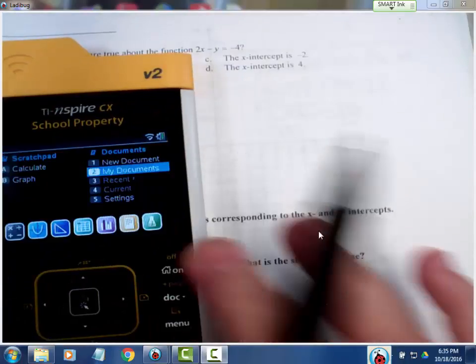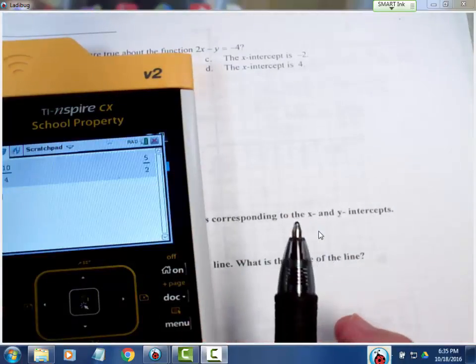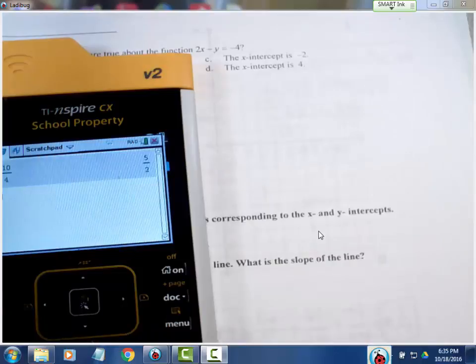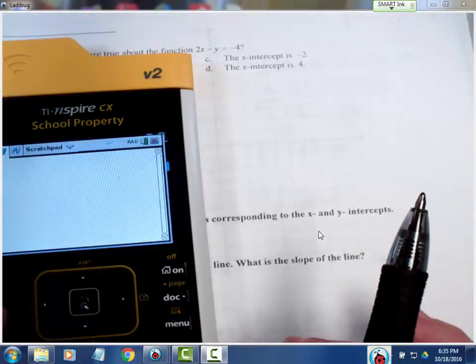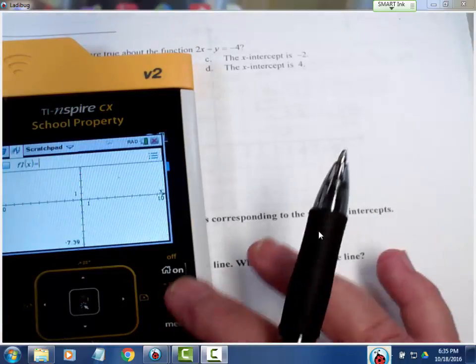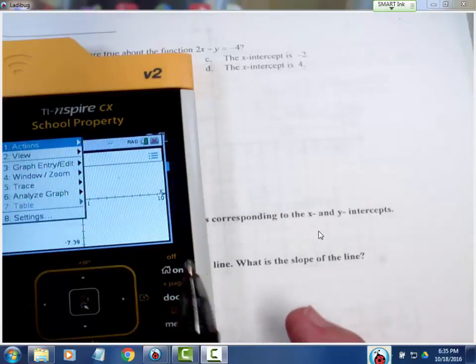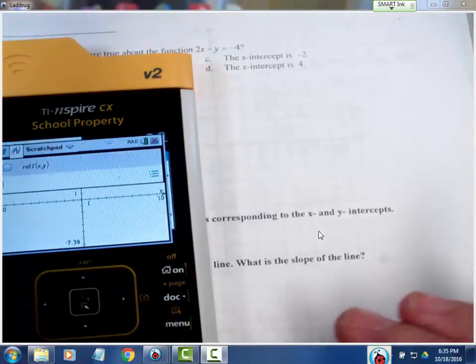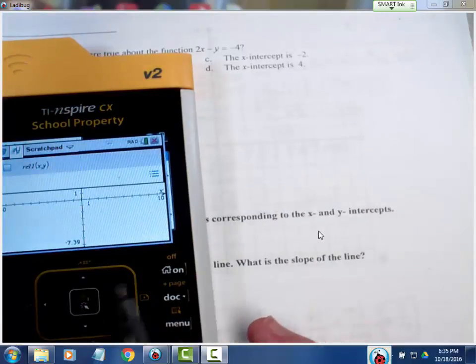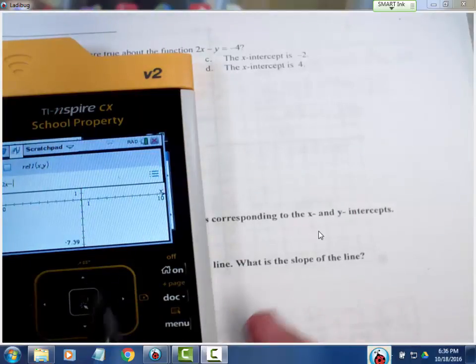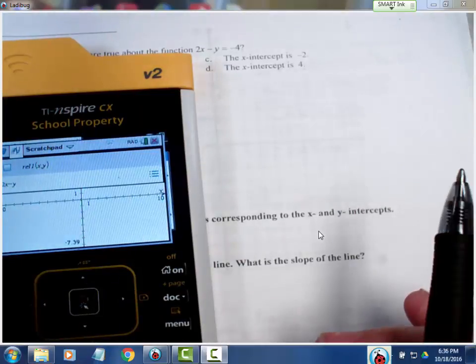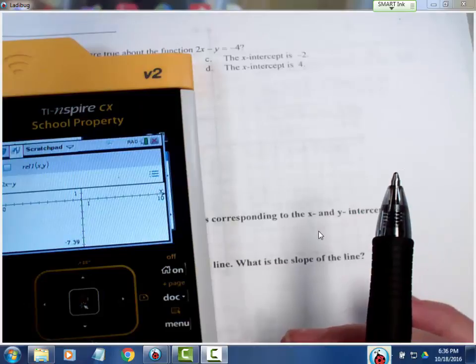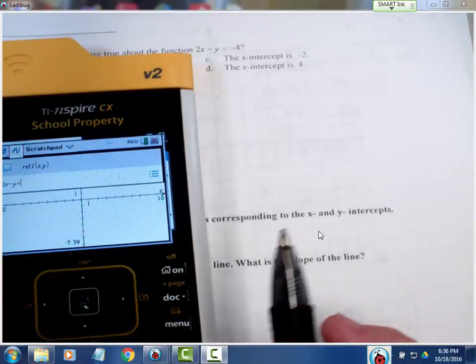So let's get a clean graph. Okay, we need to change it. Menu 3, 2, and we're going to type in 2x minus y equals negative 4.